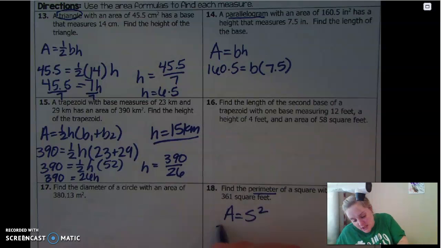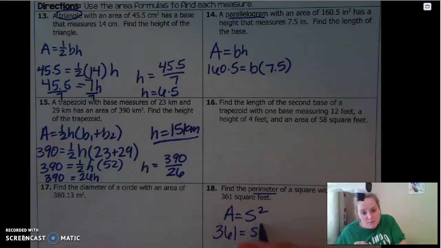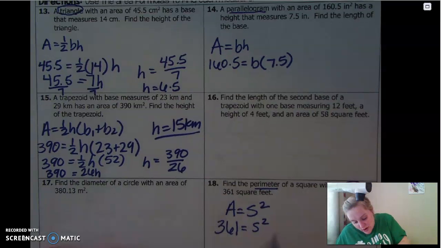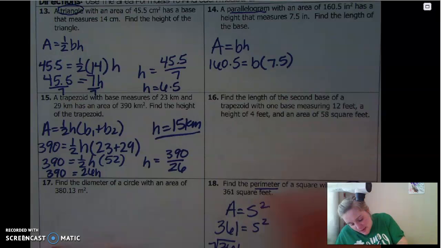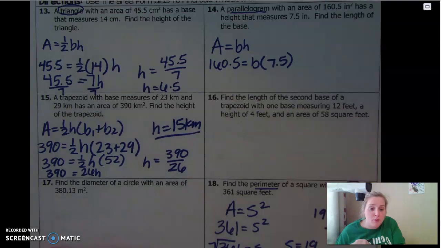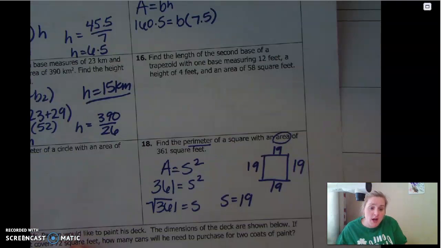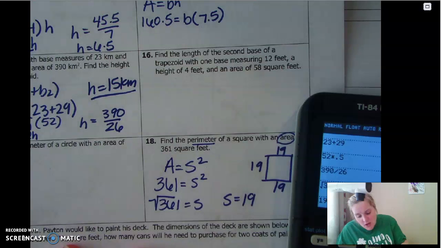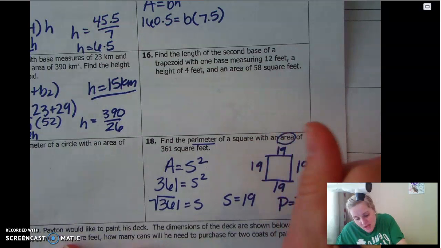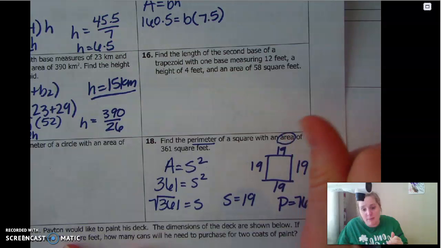So we have 361 equals s squared. Well, to get s by itself, I have to take the square root of 361. That's not a perfect square. Yes, it is. I'm wrong. It's 19. So that means that s equals 19. So our square has sides that are 19. Now we are looking for the perimeter. So if you're looking for the perimeter of a square that has sides that are all 19, you would just add 19 plus 19 plus 19 plus 19, or do 19 times 4, which is 76. That is not squared because perimeter is not squared.